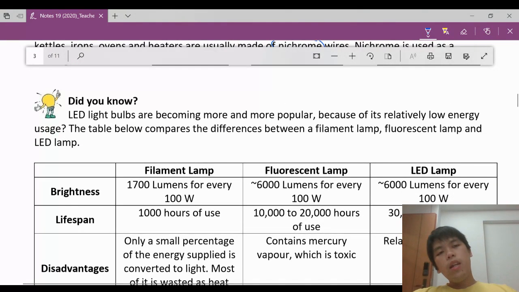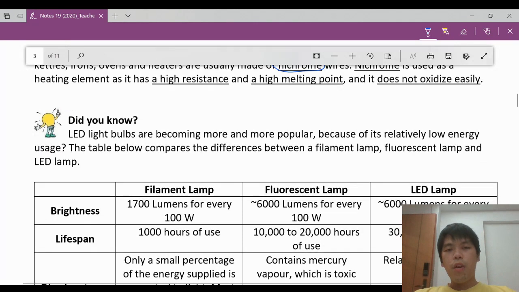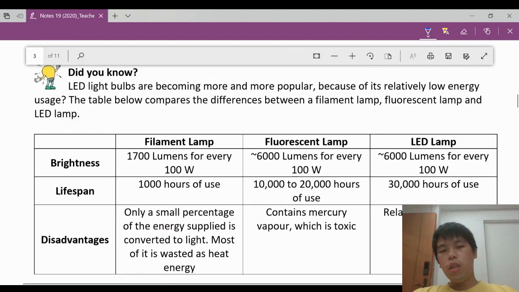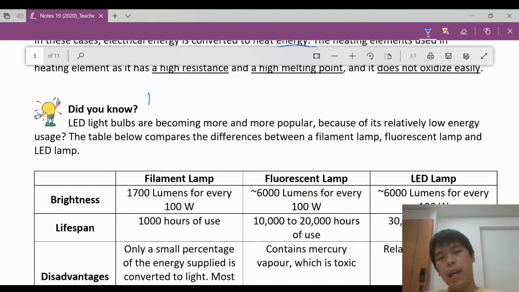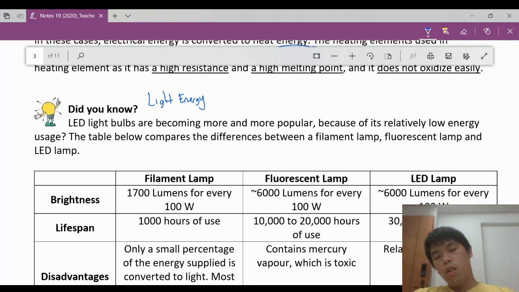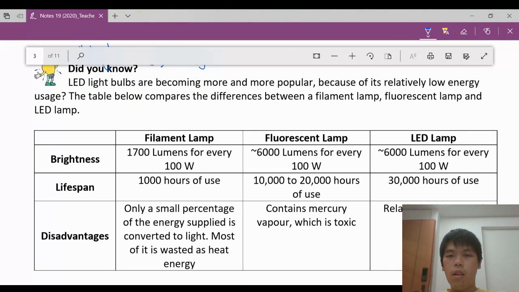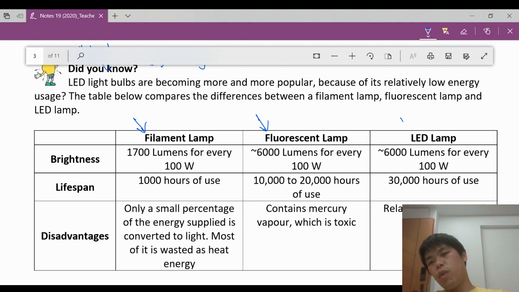Now, under the "did you know" section, we are looking at another effect. Previously, above here, we were looking at the heating effect. So now we will be looking at light, converting electrical energy into light energy. There are three types of lamps here. One has to do with filament, which is the old school one. Another one is fluorescent. Another one is called LED.